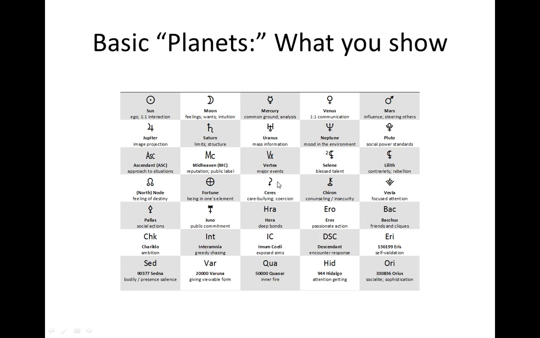On the one hand, Ceres is about caretaking, but on the other hand, you tend to be a bully when you're expressing your Ceres, and it's just like, look, I am the smothery mother or something like that, and I want you to do things my way. Chiron is about, apparently, counseling and insecurity. Wherever Chiron goes, you've got a therapy context.